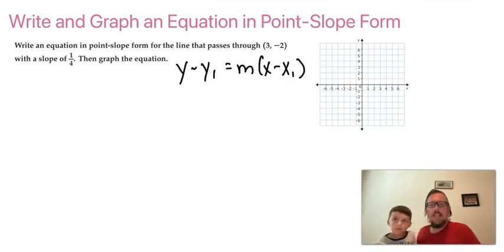It says we've got a line that passes through 3, -2 with a slope of 1/4.